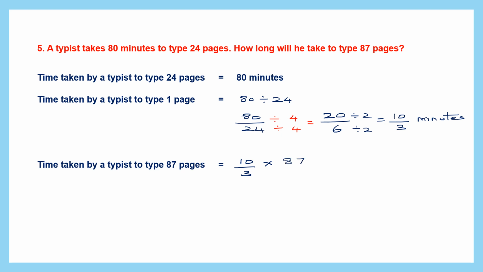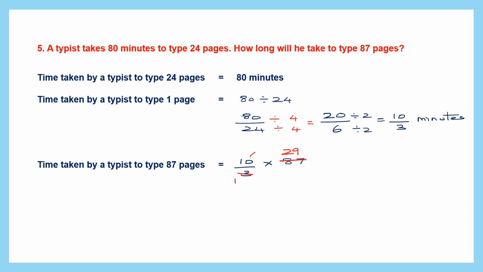Here we can cancel. I can cancel 3 and 87 both by 3 itself. So 3 ones are 3. I can cancel 87 by 3. Let's divide 87 by 3 and see how much. 3 twos are 6 minus 2, bring down 7, 27. 3 nines are 27 minus. So now 29 is the quotient. That means 3 into 29 is equal to 87.